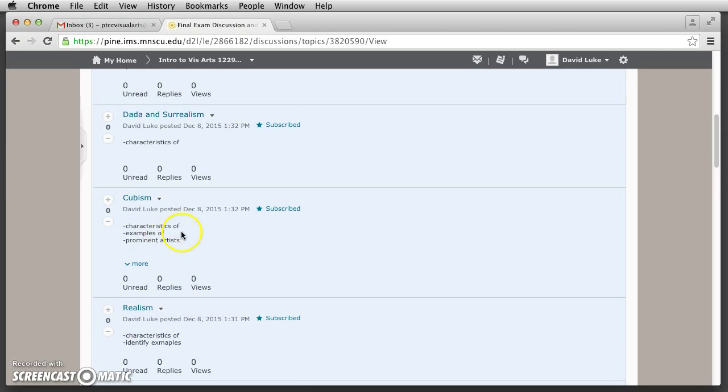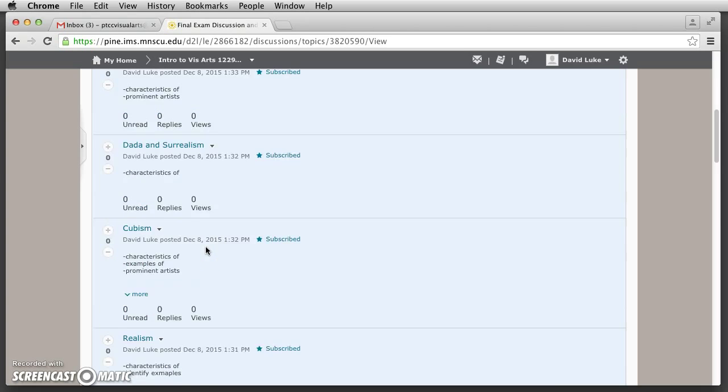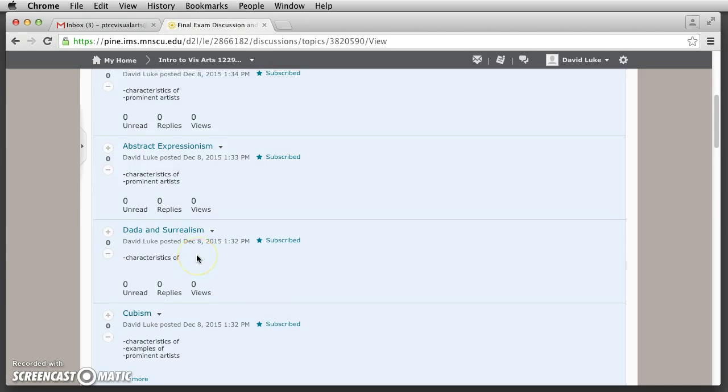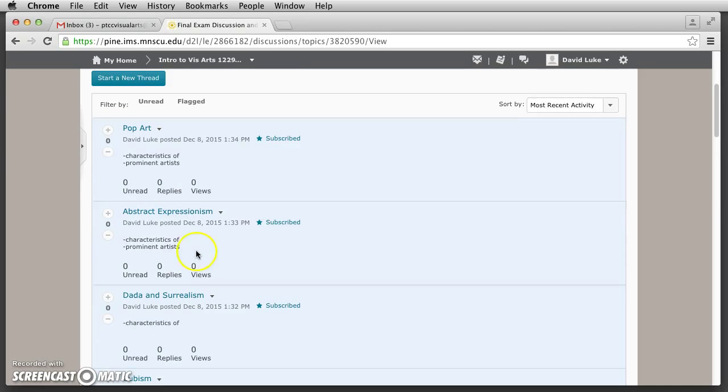Cubism, characteristics of, examples of, prominent artists. There's two prominent artists in relation to Cubism. If you study a section like this, you should be able to easily identify. Dada and Surrealism, you had a discussion on this, the characteristics of, and what in particular this was a reaction to. Abstract Expressionism, again, characteristics of, prominent artists.